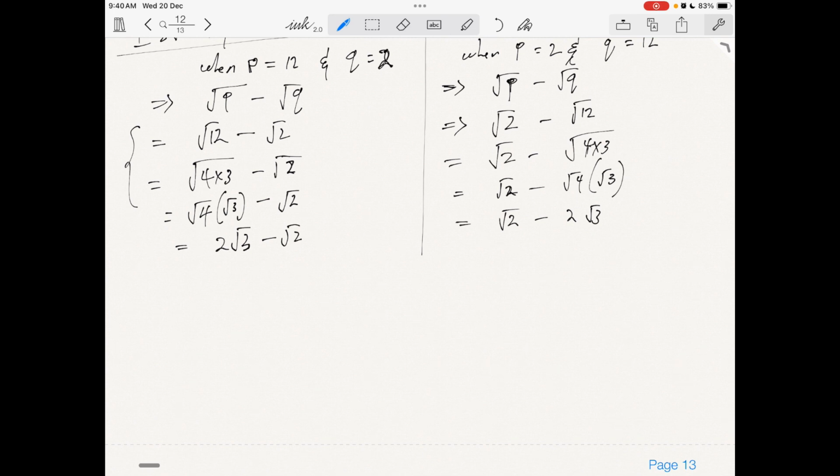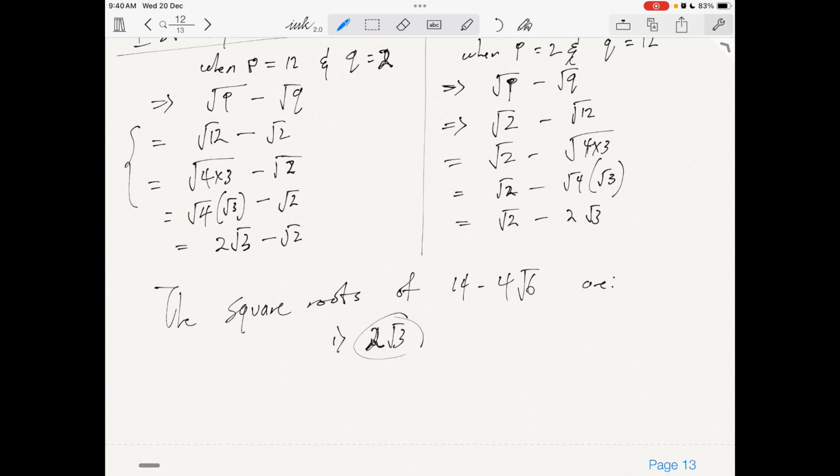Okay, so the two roots of the square roots. When we say square roots, I'm talking about two roots. When I talk about cube roots, we're talking about 3 roots. So the square roots of 14 minus 4 root 6 are 2 root 3 minus root 2 and root 2 minus 2 root 3.